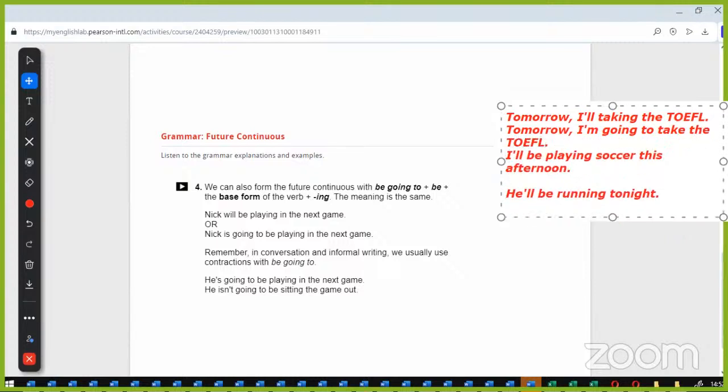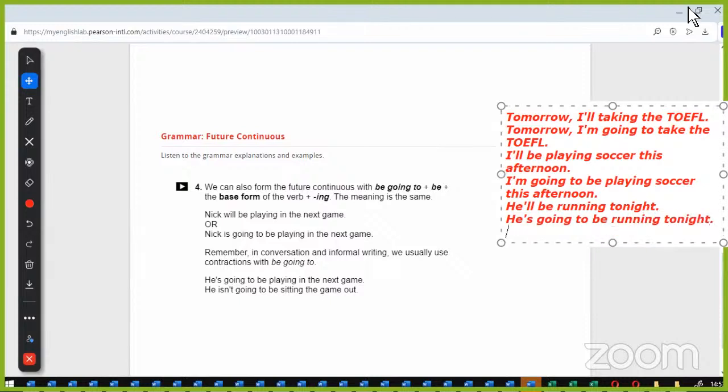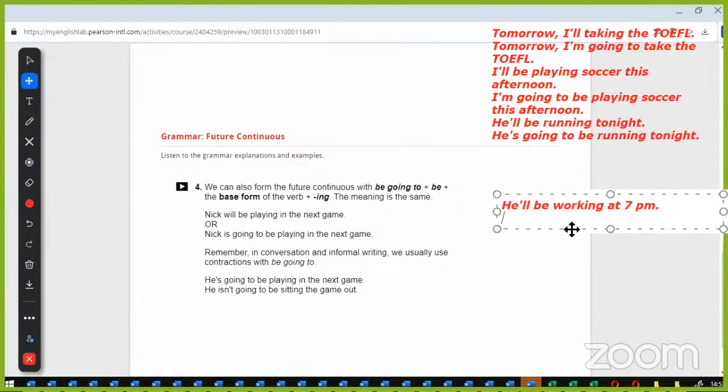Or I'll be playing soccer this afternoon. I'm going to be playing soccer this afternoon. Or he'll be running tonight. He's going to be running tonight. He'll be working at 7 p.m. He's going to be working at 7 p.m. Okay, so you could use either of them.